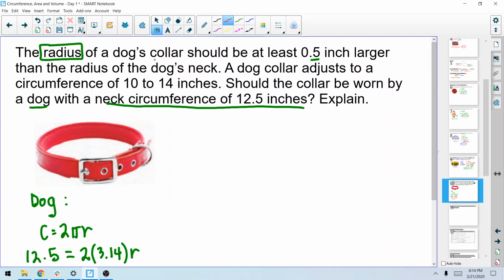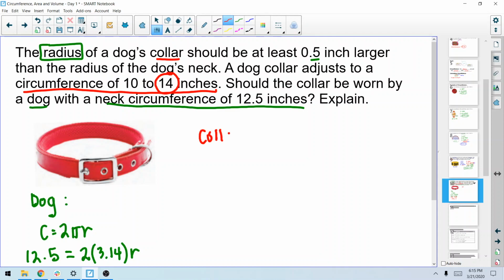Now, the collar should be a ½ inch larger than the radius of the dog's neck, which means now we have to find the radius of the dog collar. Well, the circumference could be anywhere between 10 to 14 inches. Well, I'm going to go with the 14 inches because that's as big as I can make the collar. I can't make it any bigger than that. I can make it smaller if I want to, that's great, but you can't make it any bigger. That's kind of where you're maxed out.